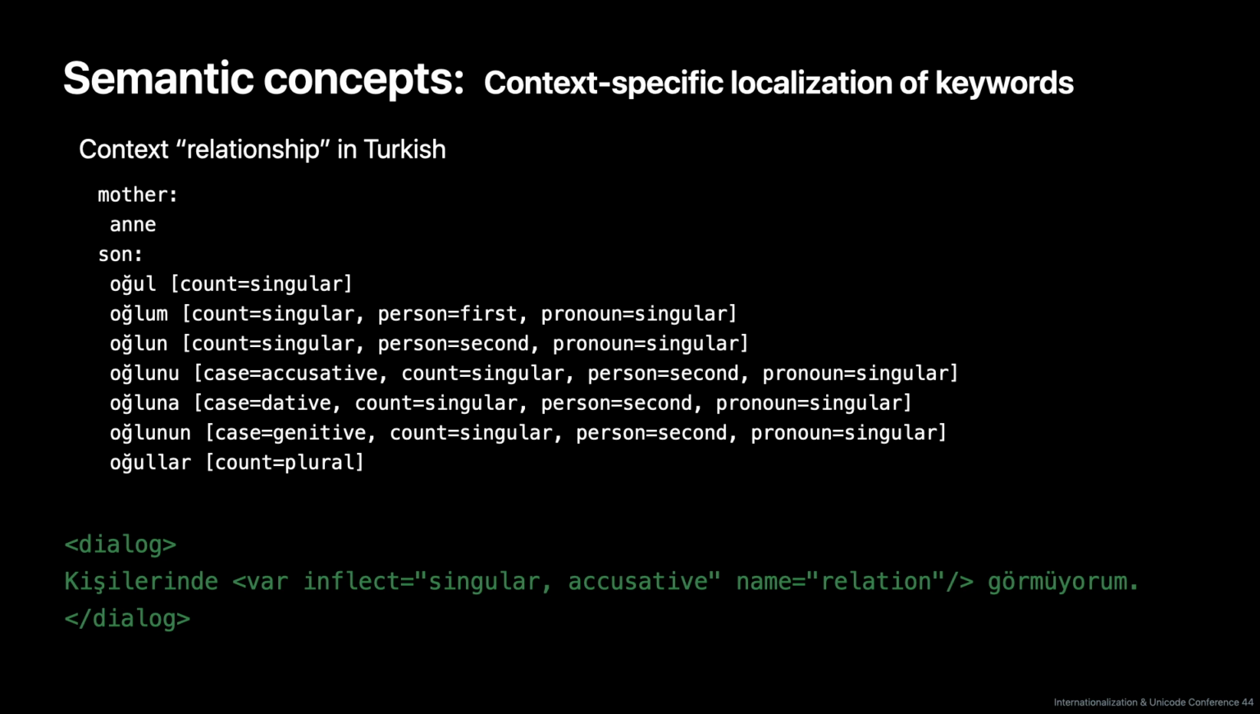It's essentially a key. A semantic concept lets us handle this case by providing the translation for all possible values of that parameter string. So in the example here, we can see that the key mother returns anne in Turkish. We can also provide the correct translation for different inflection constraints. So you can see in this example, for son, we provide the Turkish term for various inflections.